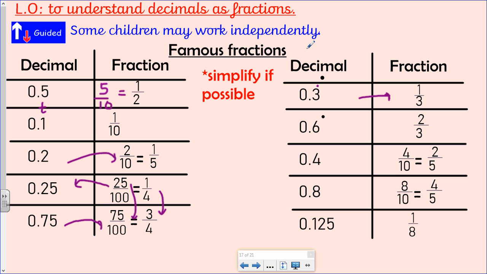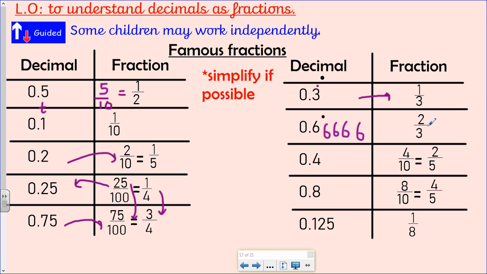Now, the next one was linked. So again, it might depend if you worked out the 0.31 as if you got this one. So from here to here, hopefully you can see that's doubled. 0.3 times 2 is 0.6. It is 0.6 reoccurring. So really it means 0.6666 onwards and onwards and onwards. This was doubled. So we actually just double the numerator here. So 1/3 times by 2 is 2/3.